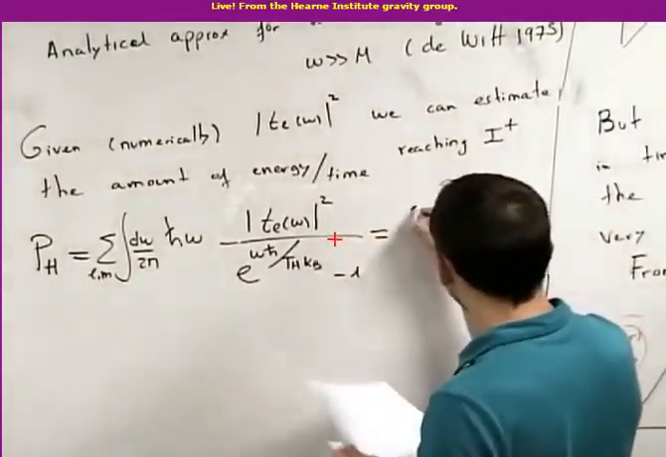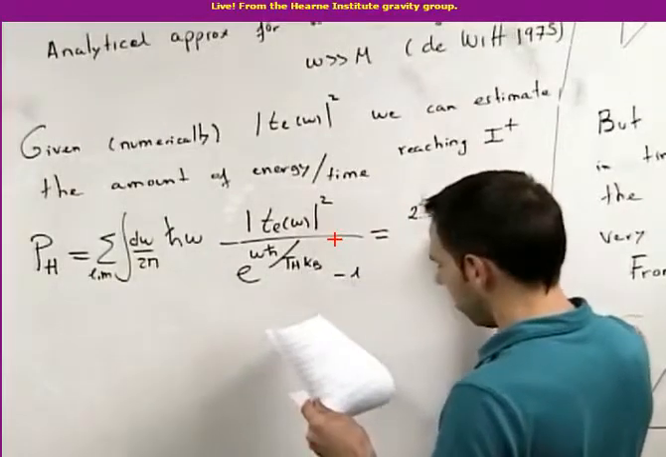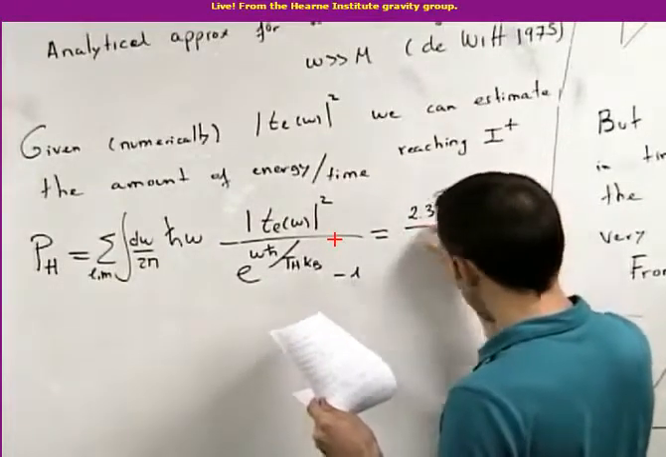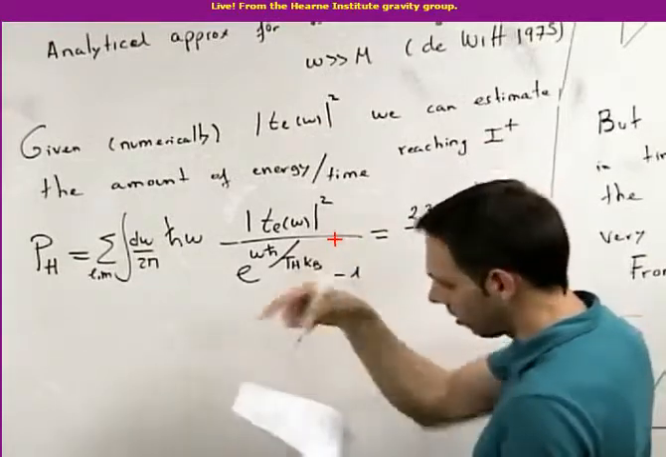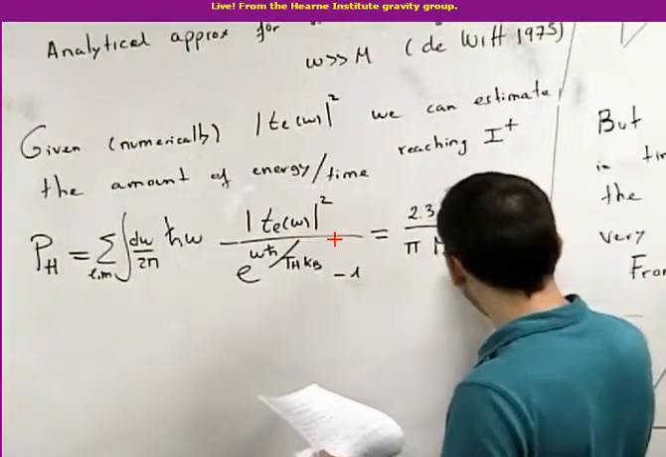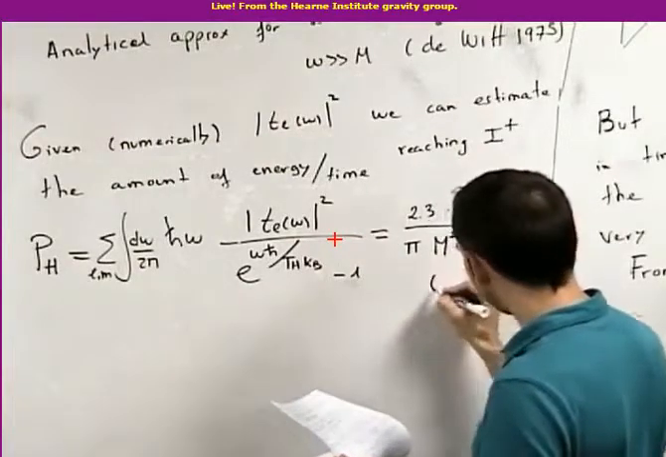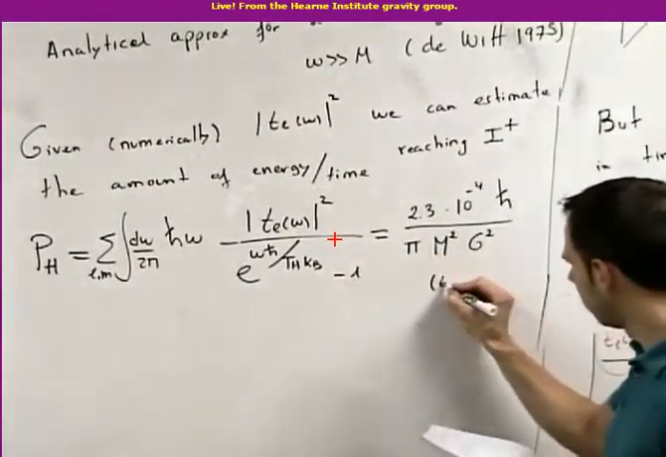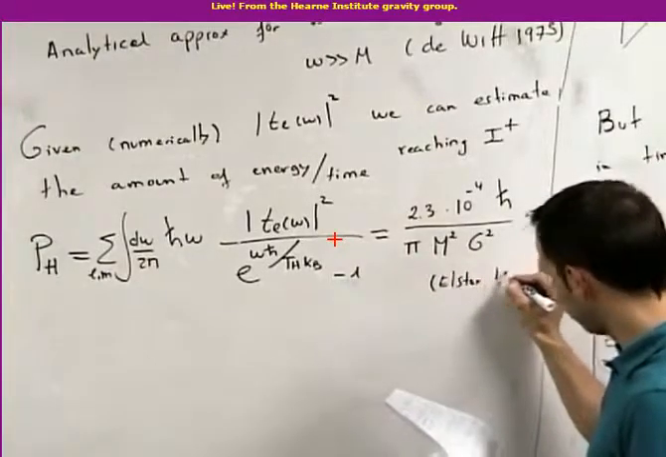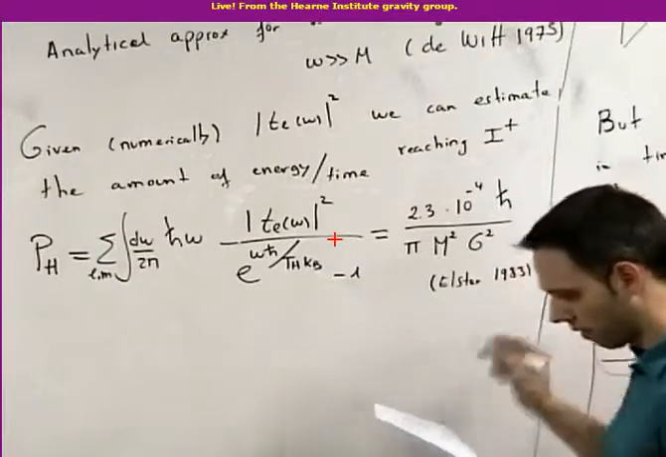Numerically, you can check that this is of the following order: 2.3 times 10 to the -4 in units of h-bar. So if h-bar is equal to 0, there is no Hawking radiation. Divided by pi, the mass of the black hole squared, Newton constant squared. And this numerical analysis was done for the first time by Elster, 1983, as far as I know.